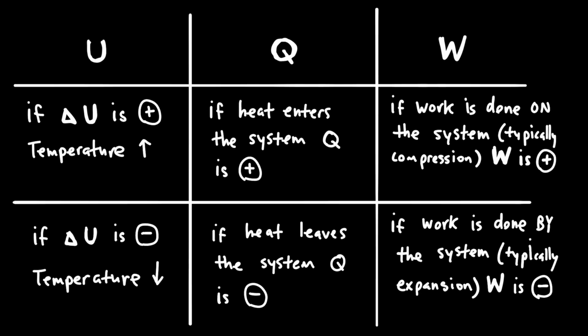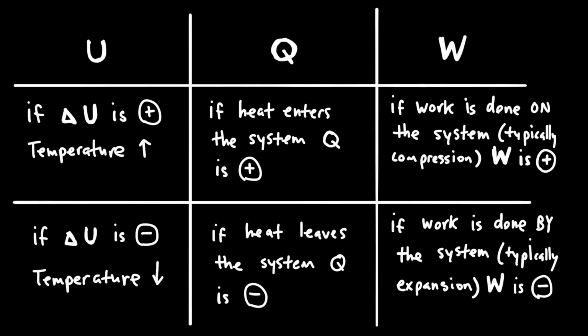In order to better understand the relationship between U, Q, and W, the internal energy, the heat, and the work, we've got this table here because with all the calculations with this law of thermodynamics, you need to make sure that you have the right sign, either positive or negative, for each quantity.